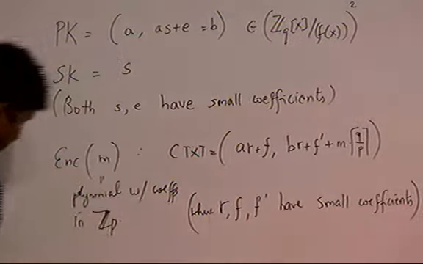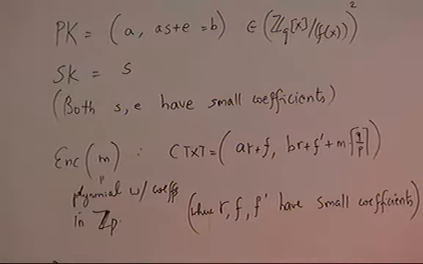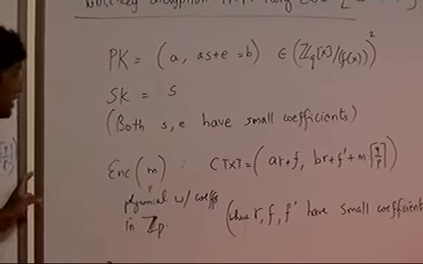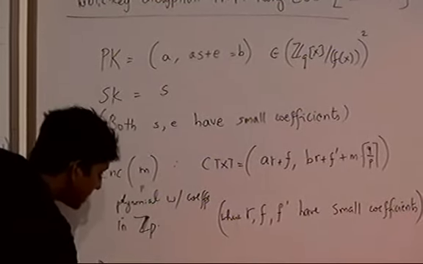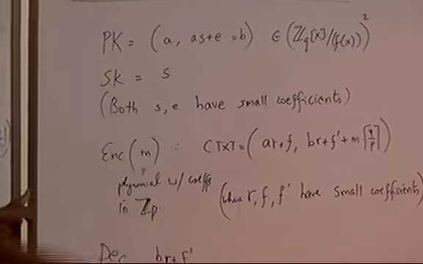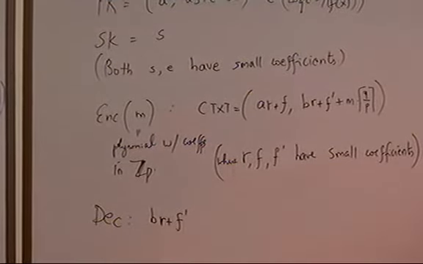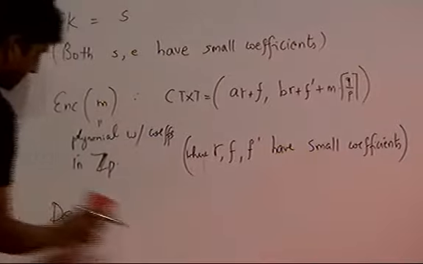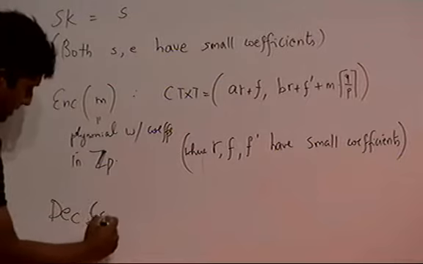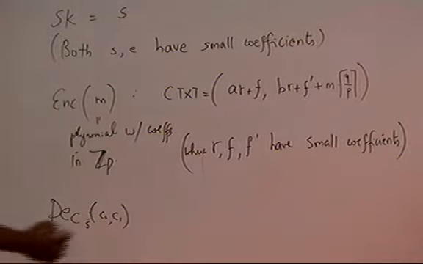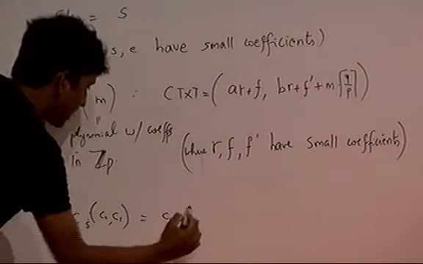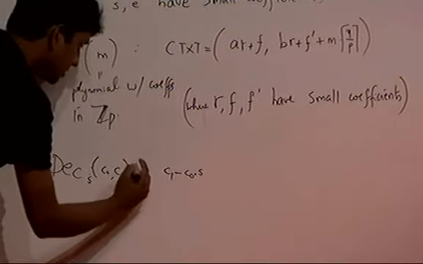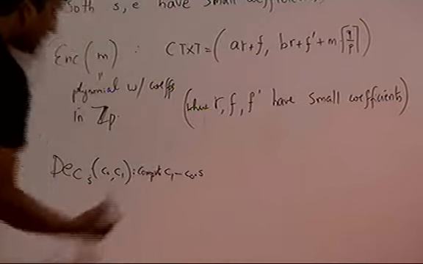So how do you decrypt? My secret key is S, so I'm going to use this secret key to decrypt. The ciphertext is a pair of elements. So decryption using the secret key S gets a pair of polynomials, the ciphertext, and I'm going to compute C1 minus C0 times S.